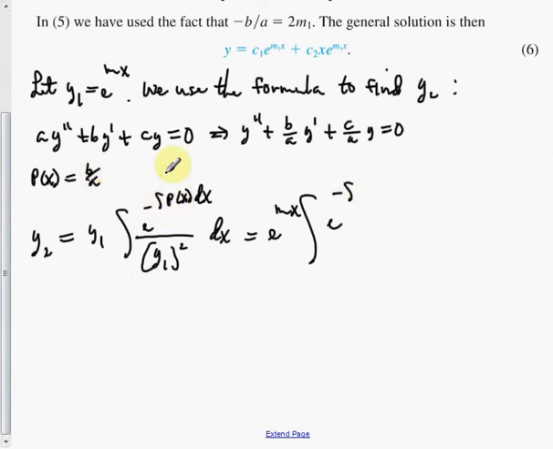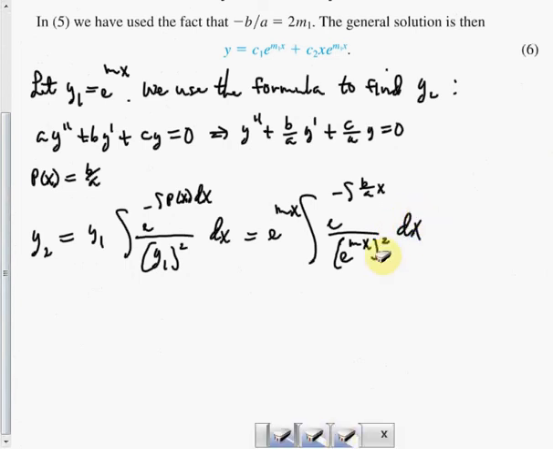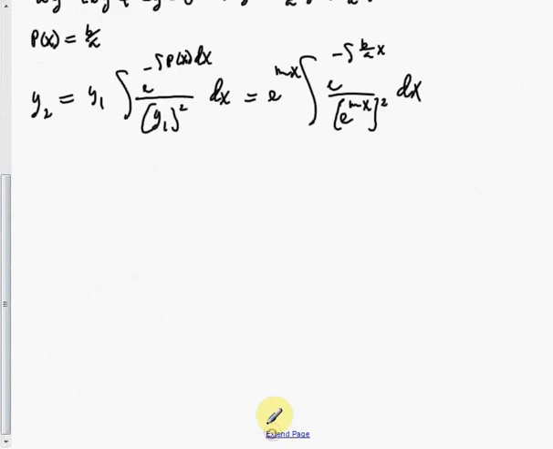I need p of x, that's b over a, times x over y sub 1 squared. So y sub 1 is e to the mx. This is e to the mx, all squared, dx. So y sub 2 is equal to e to the mx times the integral of e. Just go ahead and integrate that. I'm sorry, I integrated already.